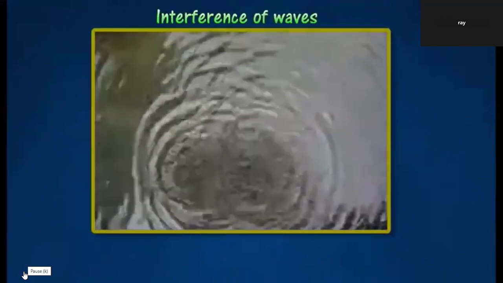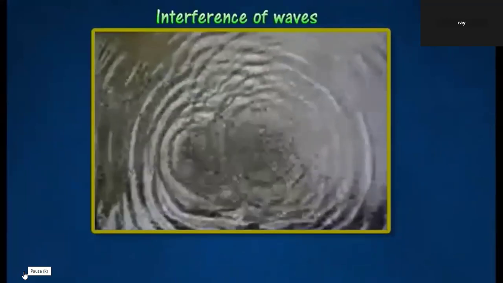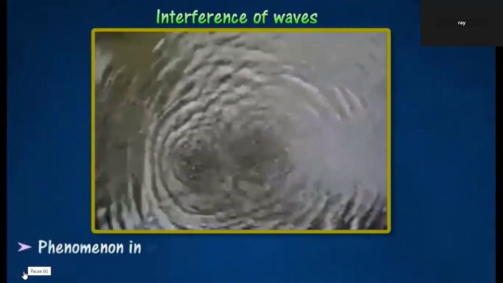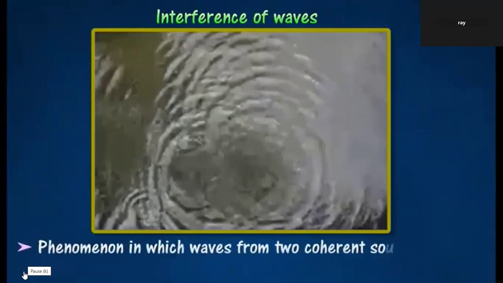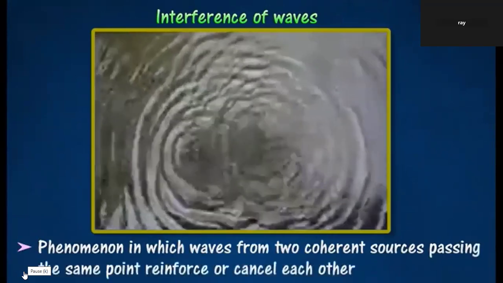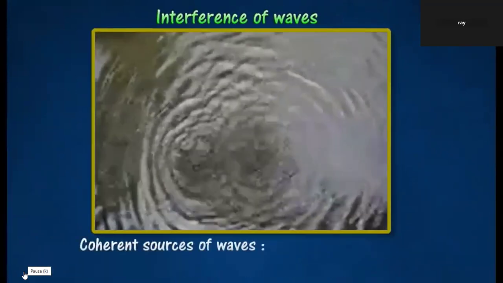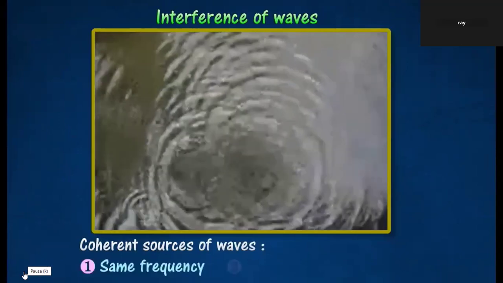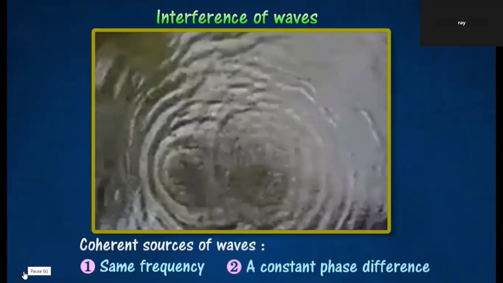Interference of waves. When two or more waves meet, they interact with each other. Interference is a phenomenon in which waves from two coherent sources passing the same point reinforce or cancel each other. Coherent sources of waves produce waves of the same frequency and a constant phase difference.